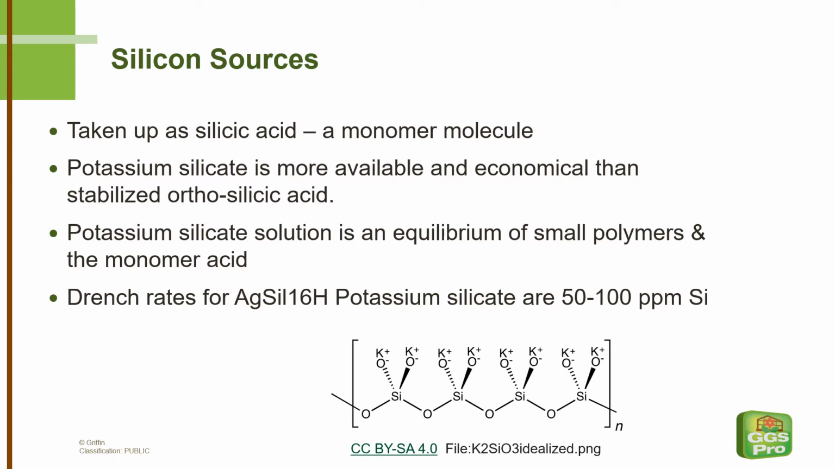A product that we commonly use is Agcel 16H. It's a water-soluble potassium silicate, and normal use rates are from 50 to 100 parts per million for that product.